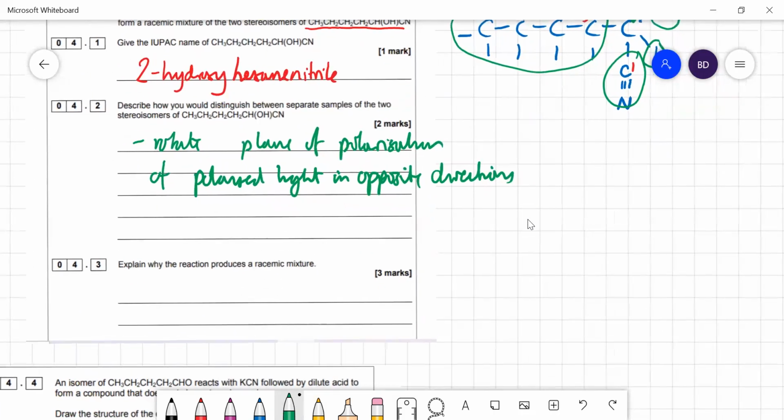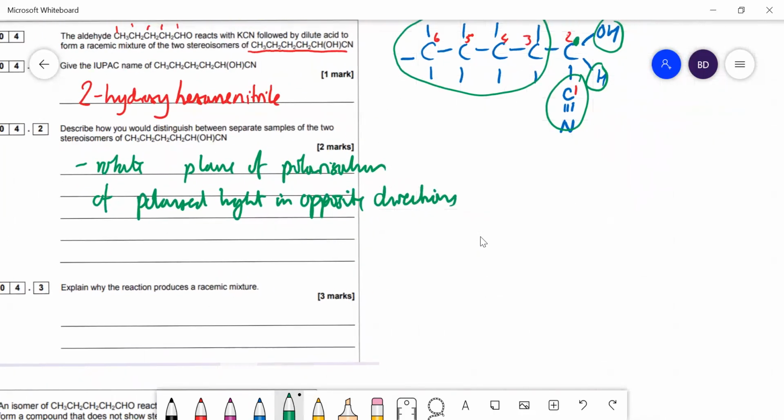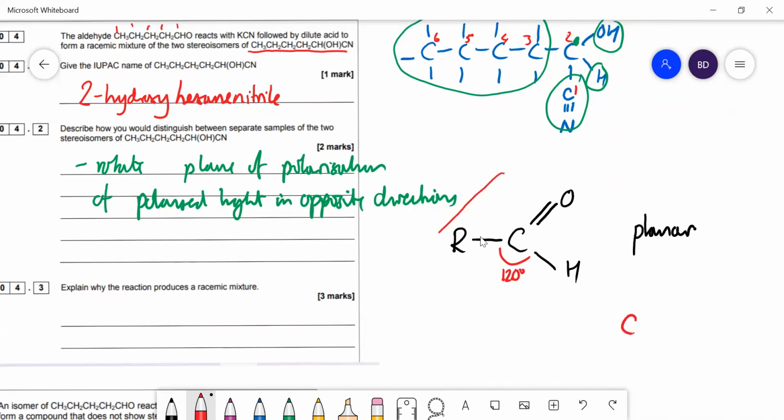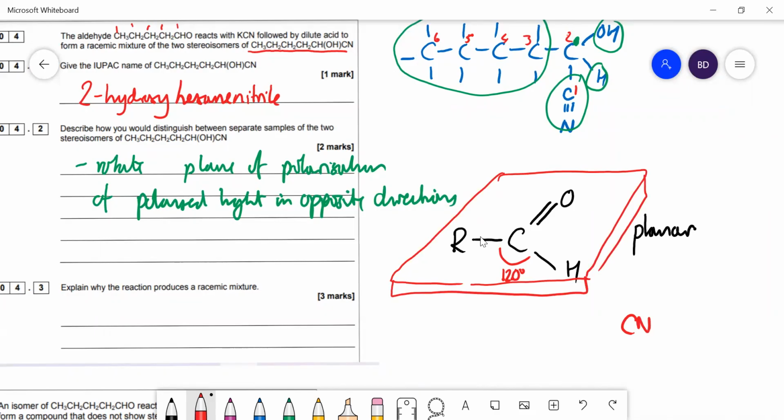Now we need to talk a little bit about the mechanism there. Okay, so we need to say this is the aldehyde, and this carbon is planar. You've got 3 groups around it and no lone pairs, so it's trigonal planar, and you've got bond angles of 120 all the way around it. Now the nucleophile, this is flat, will attack from above or below. So the cyanide, which is the nucleophile, is going to attack either from above or below.